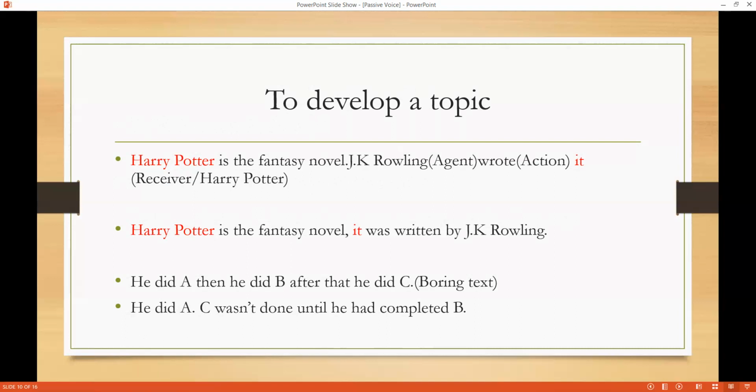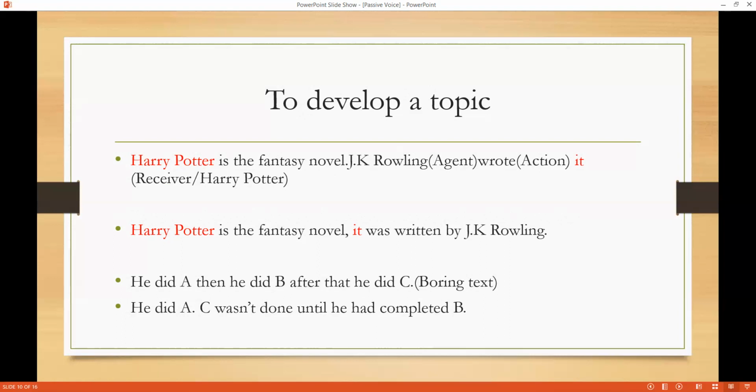All right, the final situation where we often prefer to use passive is when we want to develop a topic. This is when you have two or more sentences that talk about the same topic. Like in this example, Harry Potter is a fantasy novel. J.K. Rowling wrote it. It refers to Harry Potter. Now we are interested in the second sentence. In the second sentence, J.K. Rowling is the agent, wrote is the action, and it is the receiver, that is Harry Potter.